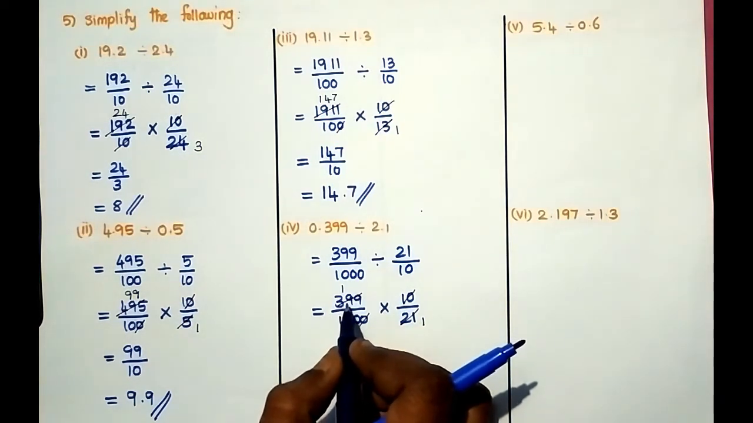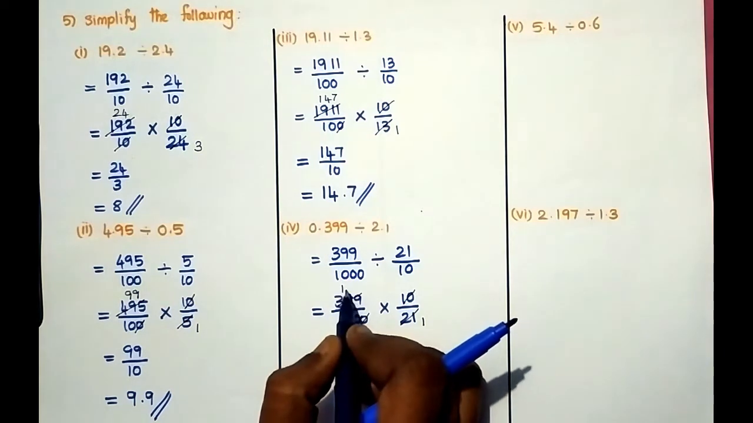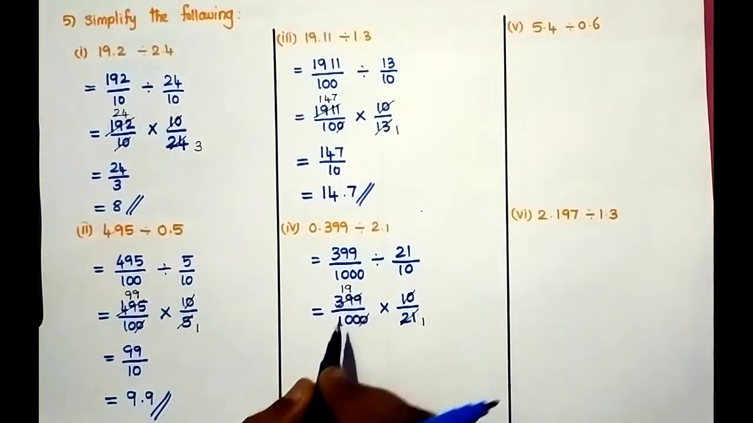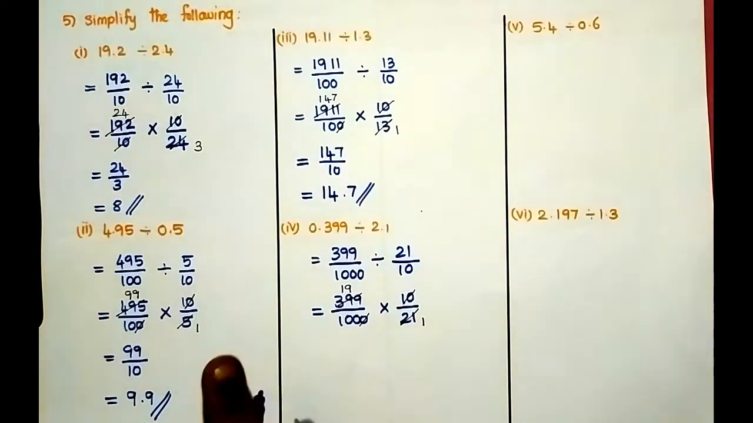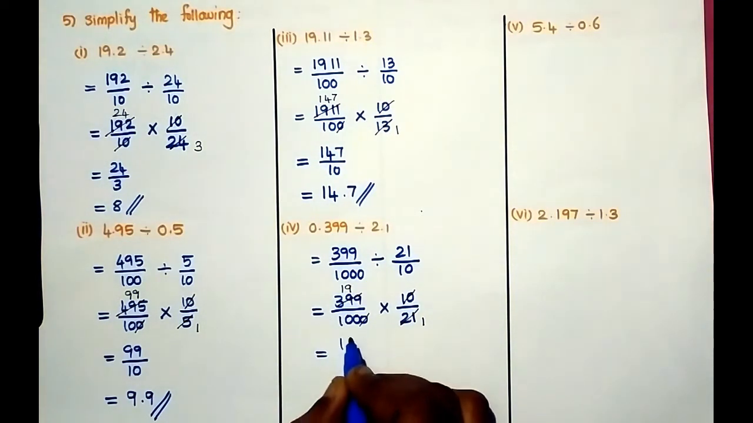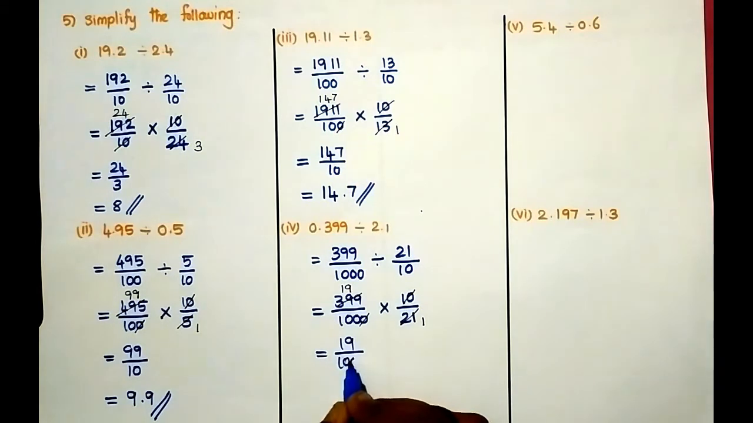Balance 18. It becomes 189. That is 9 times. So 19 21s are 399. Write down the remaining numbers. 19 by 100. What's the answer? Before 2 digits we have to keep the point, means 0.19 is the answer.